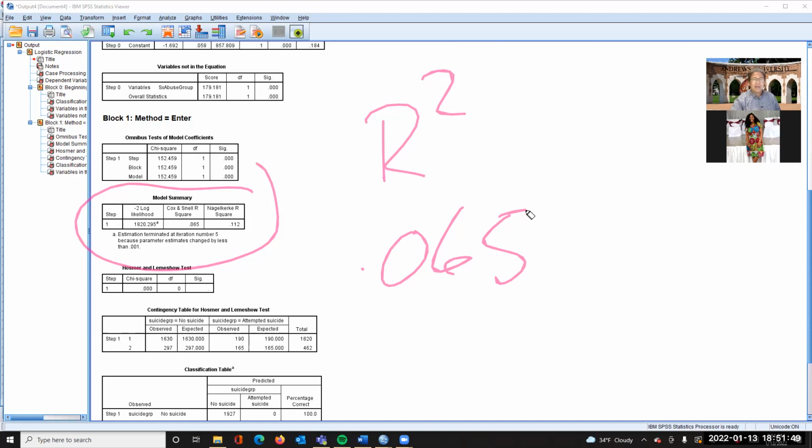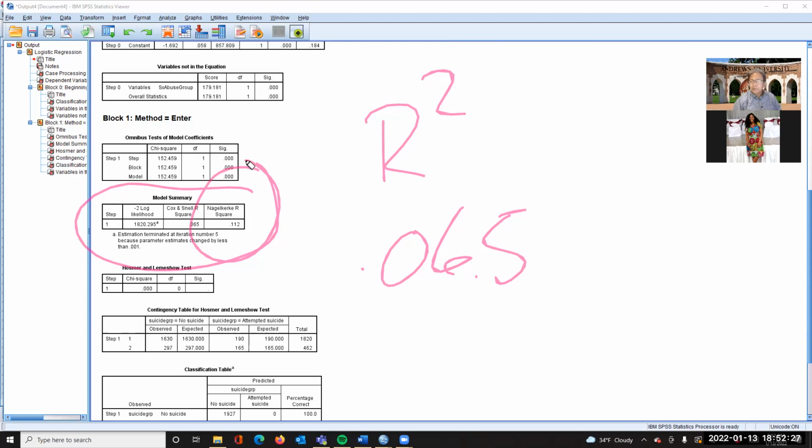The Cox and Snell R-square is 0.065, which means about 6% of the suicide attempts can be explained by abuse, which is not a lot. The other one is the Nagelkerke R-square. That is always going to be bigger than Cox and Snell, so I guess for that reason a lot of people would report the Nagelkerke R-square rather than the Cox and Snell R-square.